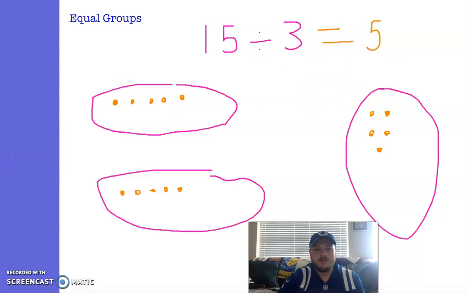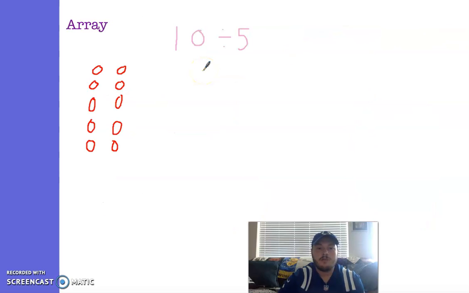Let's try a different strategy. We're next going to be working with an array. So when we have an array, what we're going to do is put our total number of dots out first. And again, these can be any shapes. I just use dots or circles because they're easy to circle and break down. So I am going to be showing you an array. And again, we have 10, which is our total.